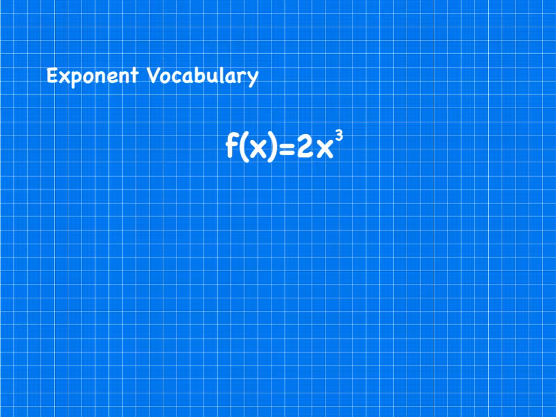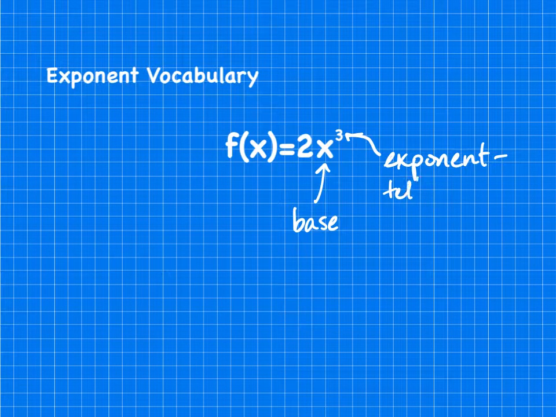So some of the vocabulary. Whenever we're having a number or variable to a power, that is your base. The small number up above, that's your exponent. That tells you how many times to multiply the base by itself. If you don't already know this, I would put it in your notes for sure.